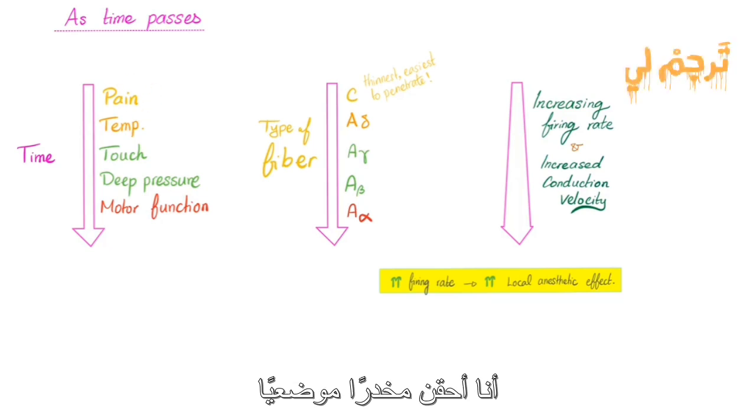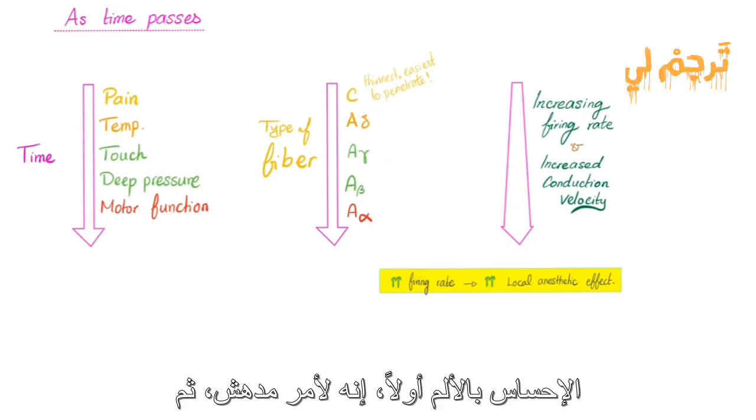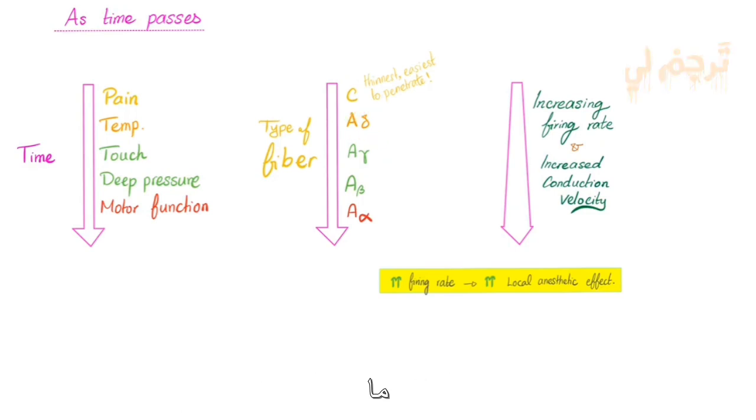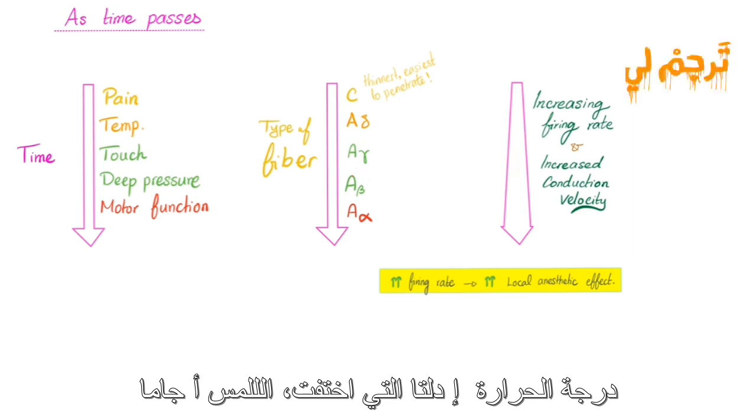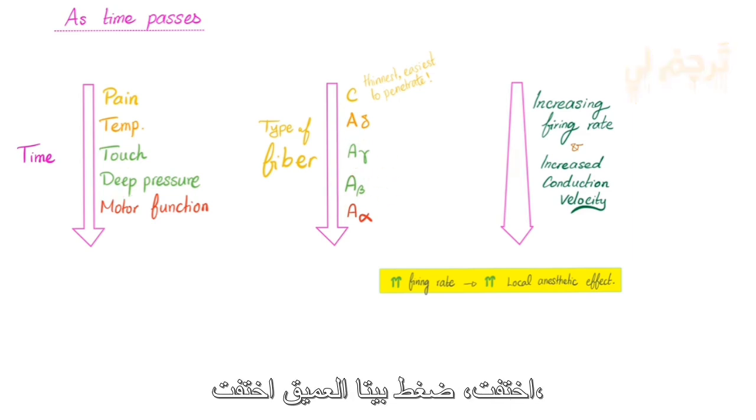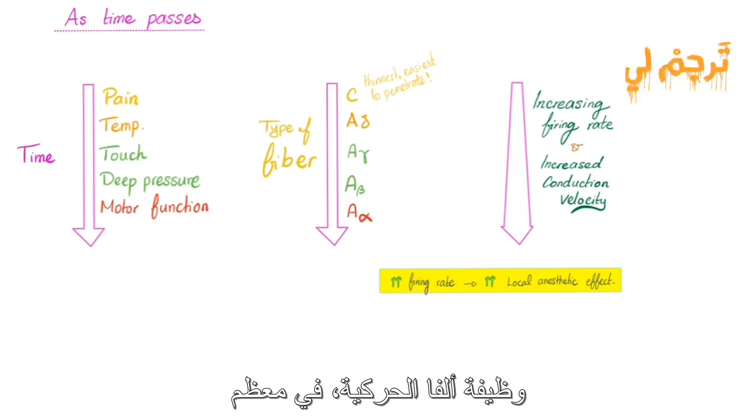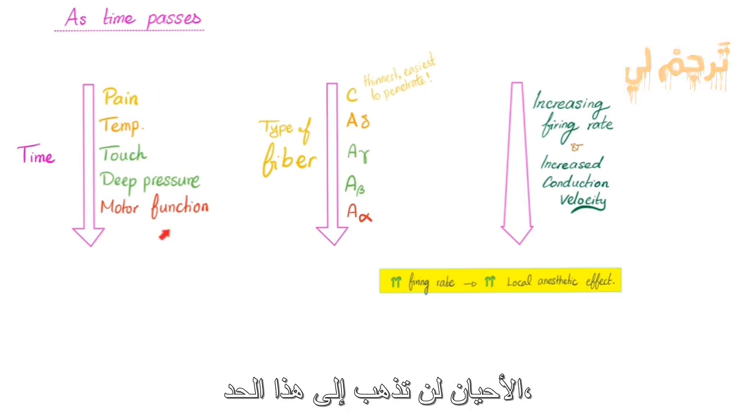I'm injecting the local anesthetic. Which fibers will be affected first? C fibers, and the patient will lose pain sensation first. Amazing. And then what? A delta, temperature is gone. A gamma, touch is gone. A beta, deep pressure is gone. A alpha, motor function is gone. Most of the time you will not go that far.